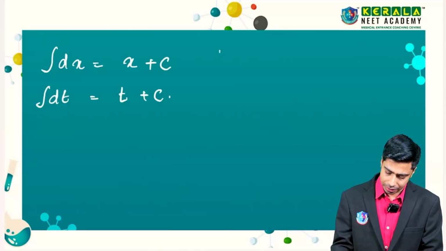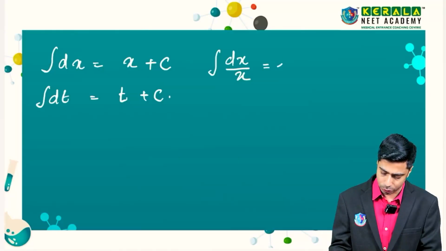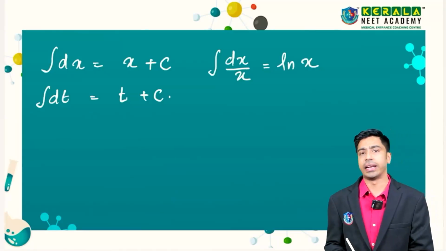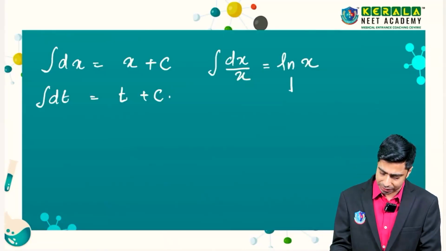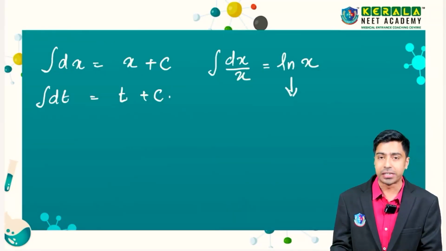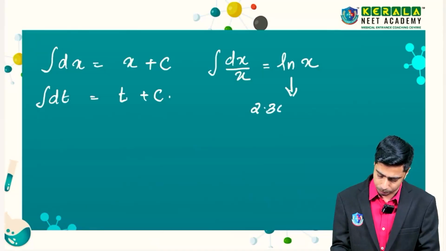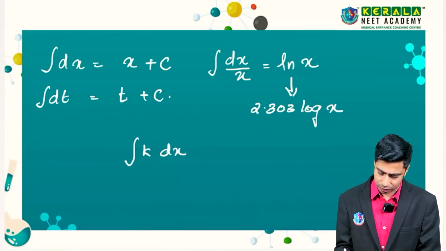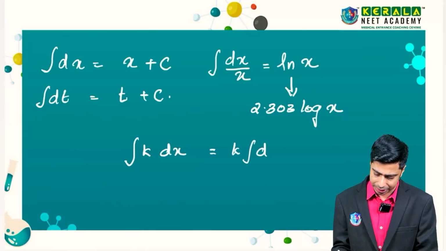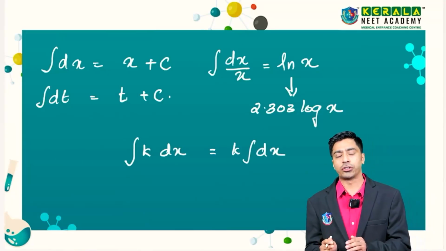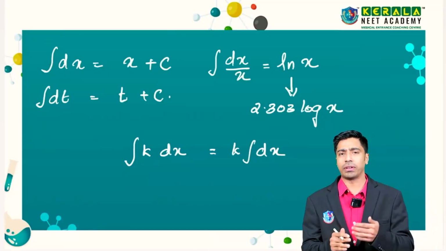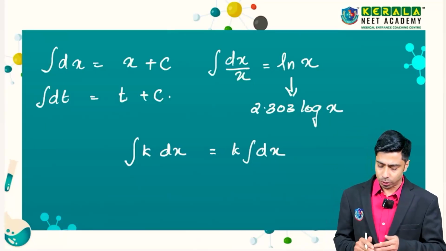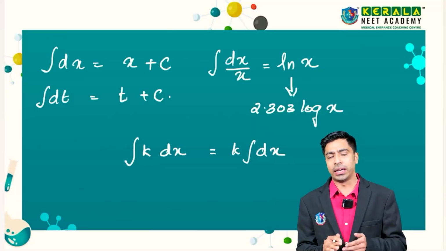Then integral dx divided by x, integral dx by x, will be equal to natural logarithm of x, ln x. And natural log of x, if you want to convert into log x, you have to multiply with 2.303. So that is equal to 2.303 log x. And integral of a constant into dx will be equal to constant into integral dx. That means the constant should be taken outside the integration. You might have learned all this in physics. So these are the basic equations that we'll be using in integration.